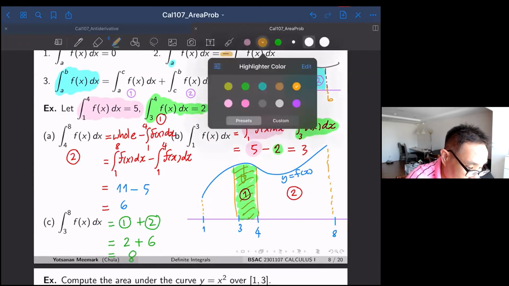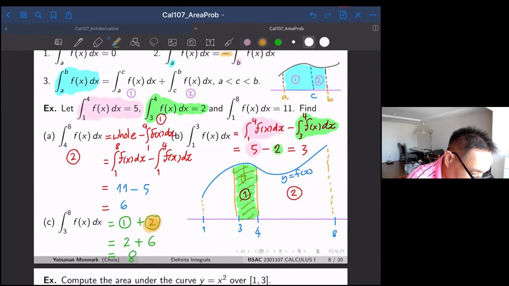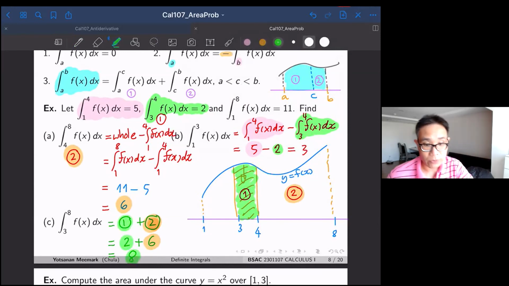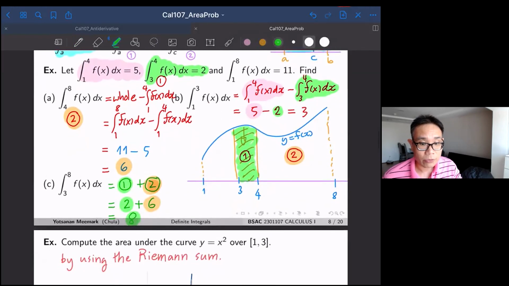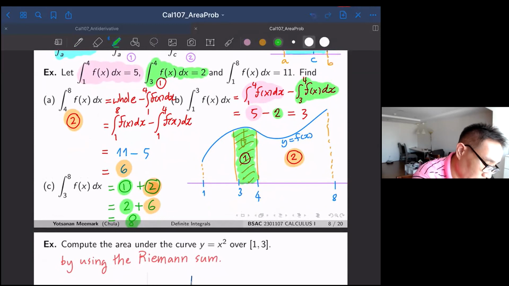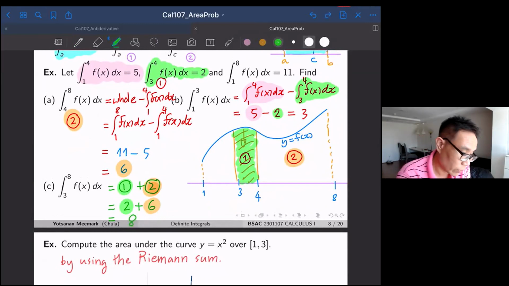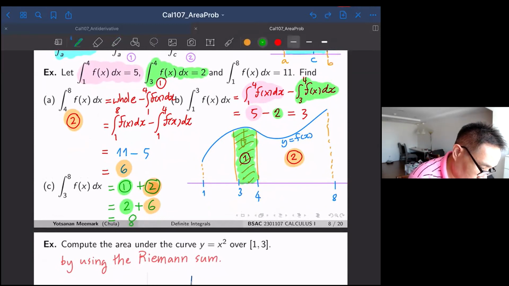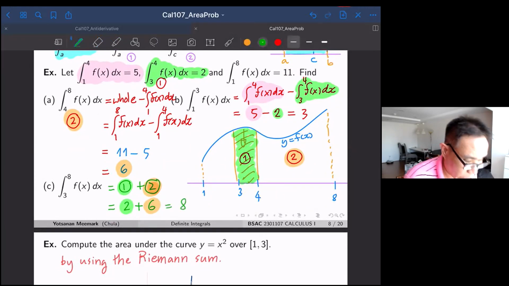Let me highlight some color for you. So number 2 will be 6. Okay, so number 2 will be 6. So this is my number 2. And number 1 is my green color before. Okay, so that will be your final solution. Okay, so it's going to be 2 plus 6 equal to 8. Okay, so 2 plus 6 is equal to 8. So it's going to be equal to 8.